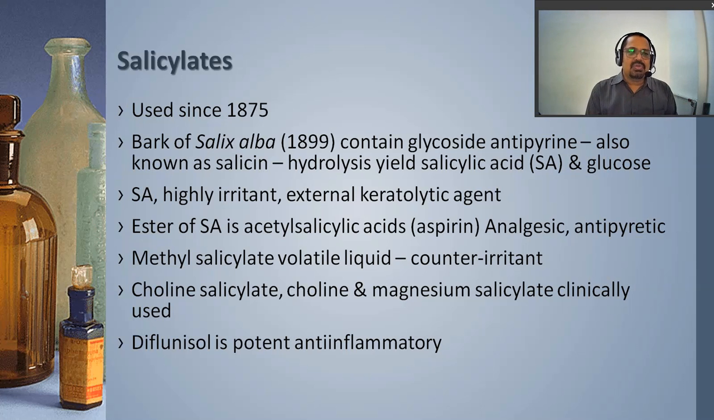Then the next compound is methyl salicylate, which is a volatile liquid and has a counter irritant property. It is used in most topical creams. Methyl salicylate is a counter irritant. A few other compounds are choline salicylate and choline magnesium salicylate, which are clinically useful as analgesic or anti-inflammatory agents.